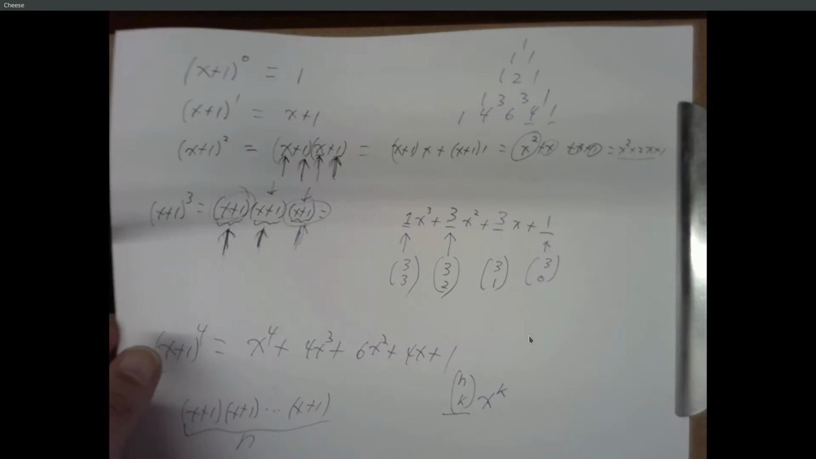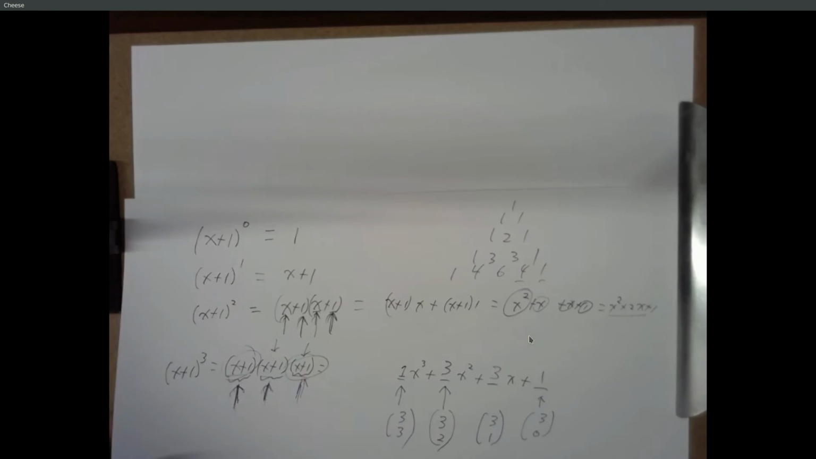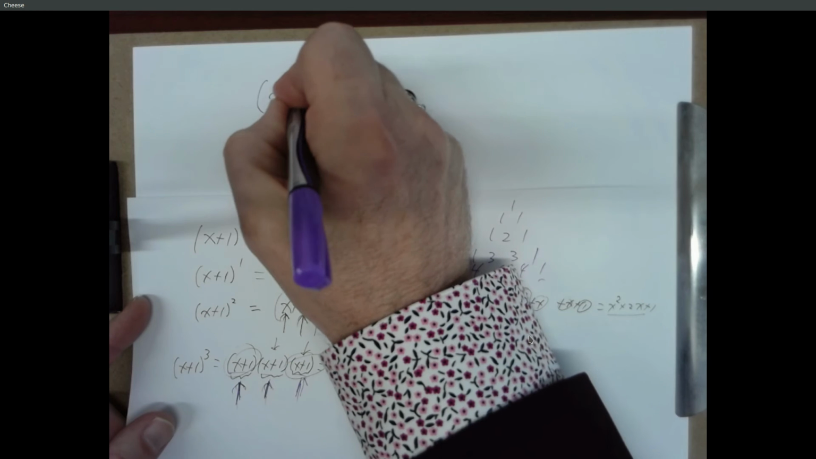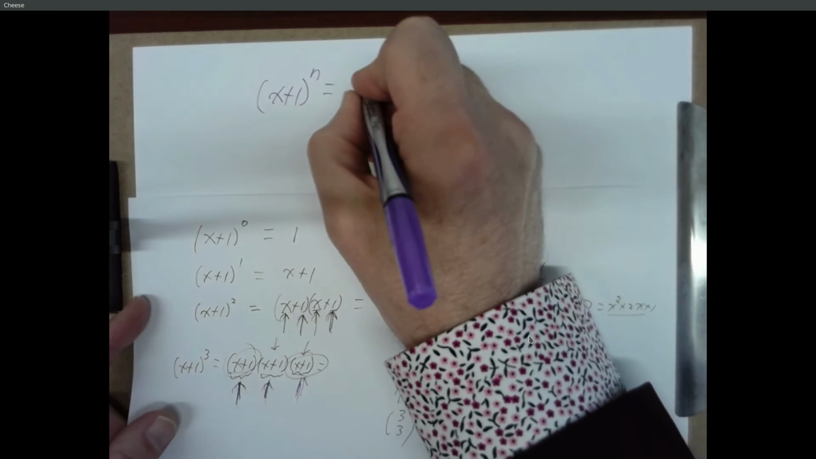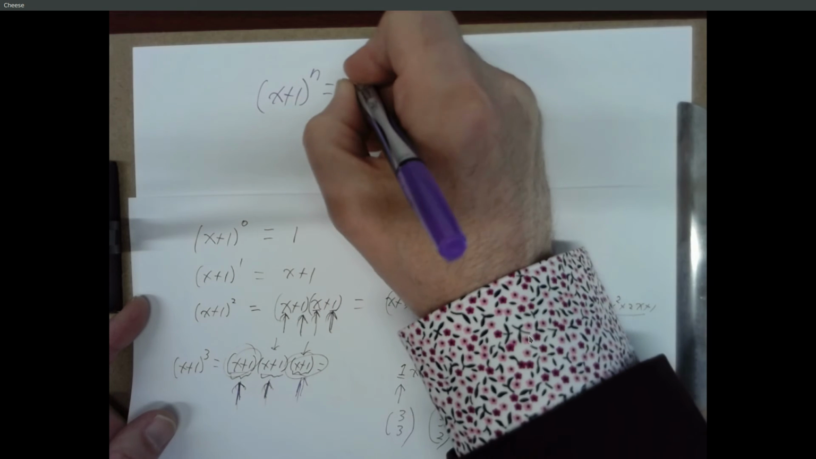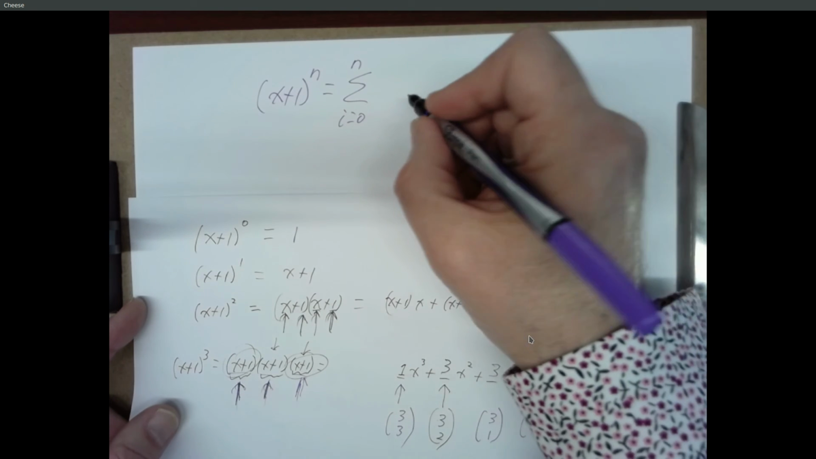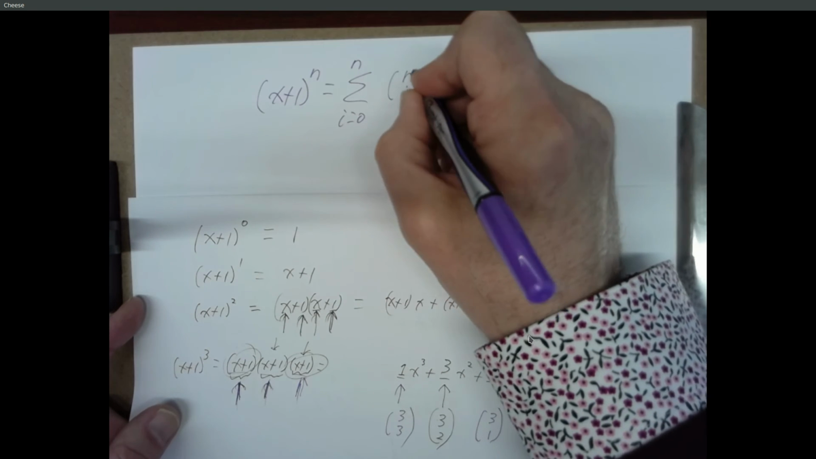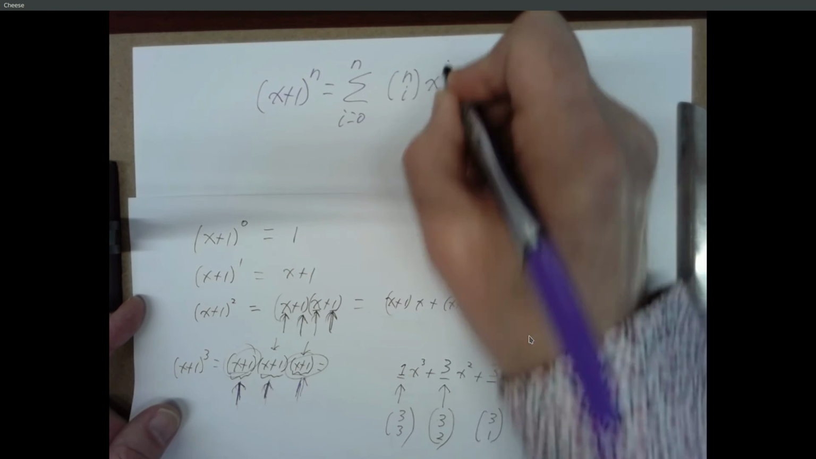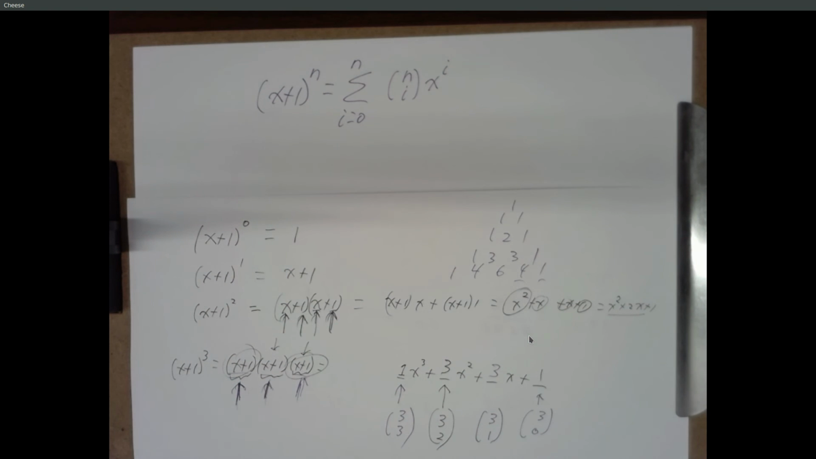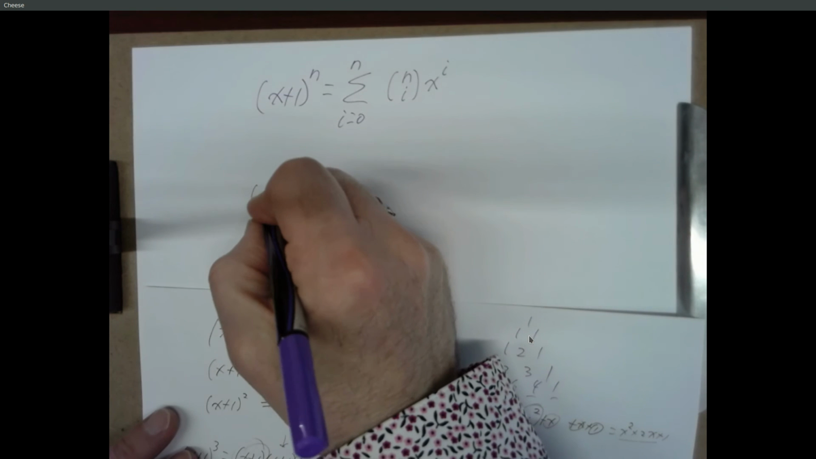So now we can write a beautiful result that mathematicians get excited about, which would be something like this: x plus 1 to the n equals the sum from, I'll probably mess this up, n choose i times x to the i. I think that's right. And that's kind of cool. And it doesn't have to be x and 1. We can generalize this.